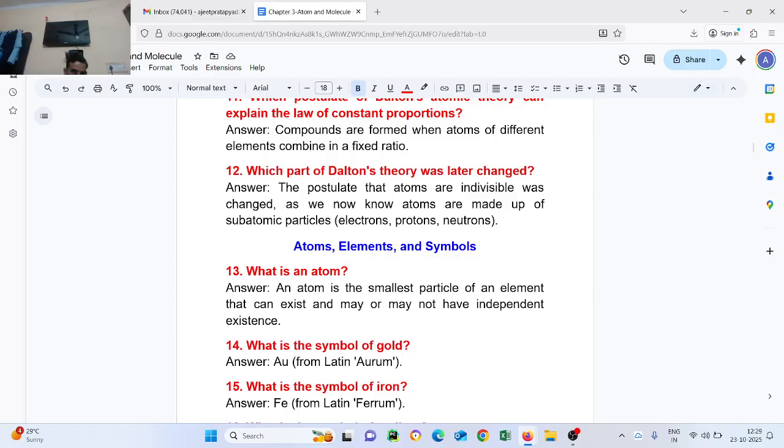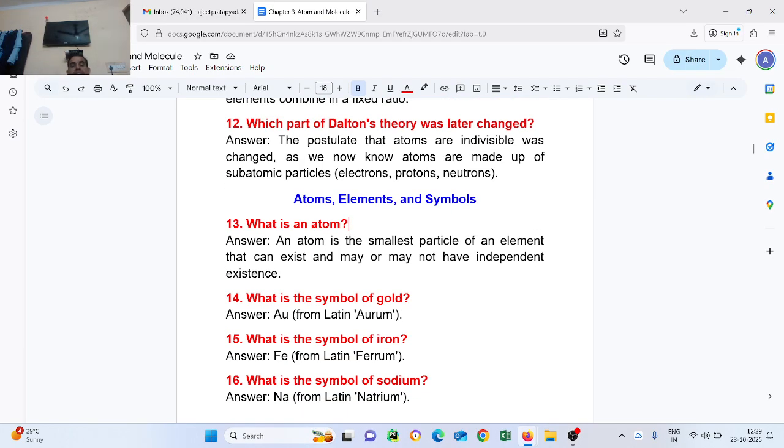Question number 14. What is the symbol of gold? Au, from Latin. The name of gold is derived from the Latin word aurum. That's why its symbol is Au.